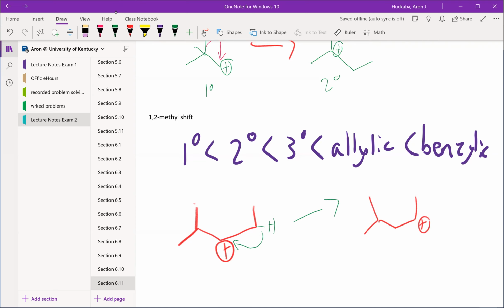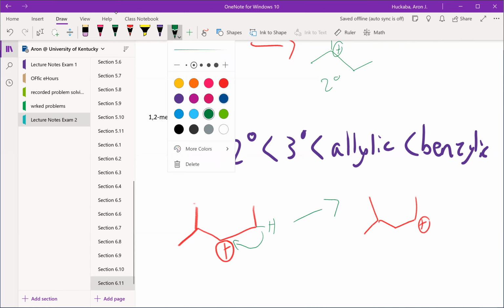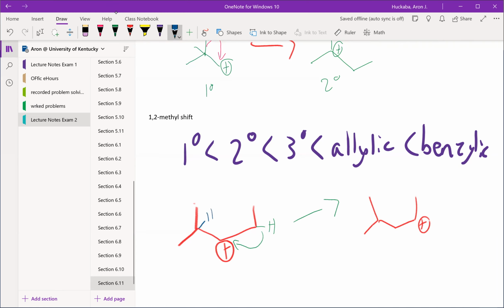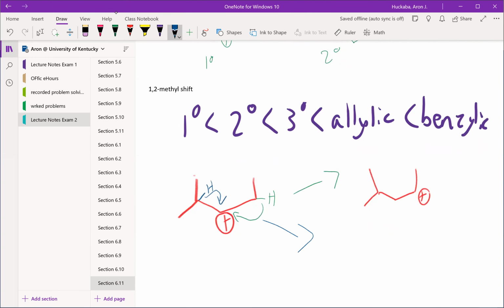Or let's say we used the other hydrogen, the methyl shift going this way, we would have, or sorry, a hydride shift. I keep saying methyl shift. A carbocation, which is a tertiary this time. The tertiary is much more stable, and so that compound will form preferentially.